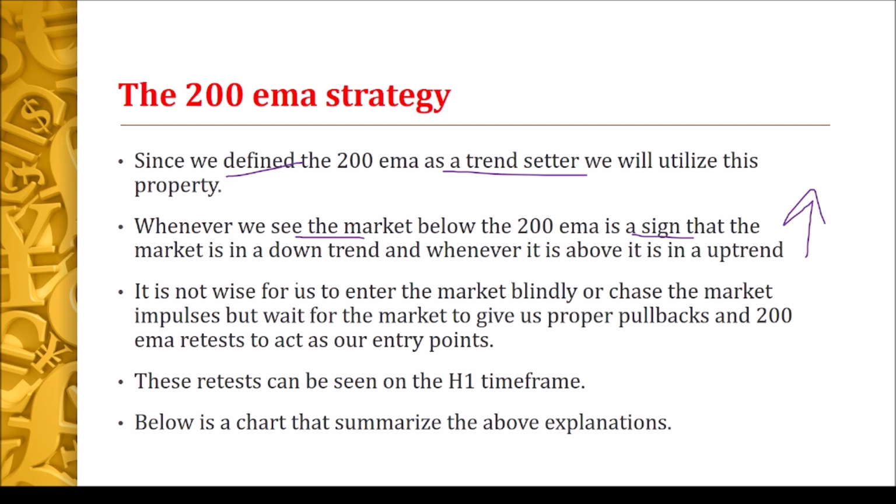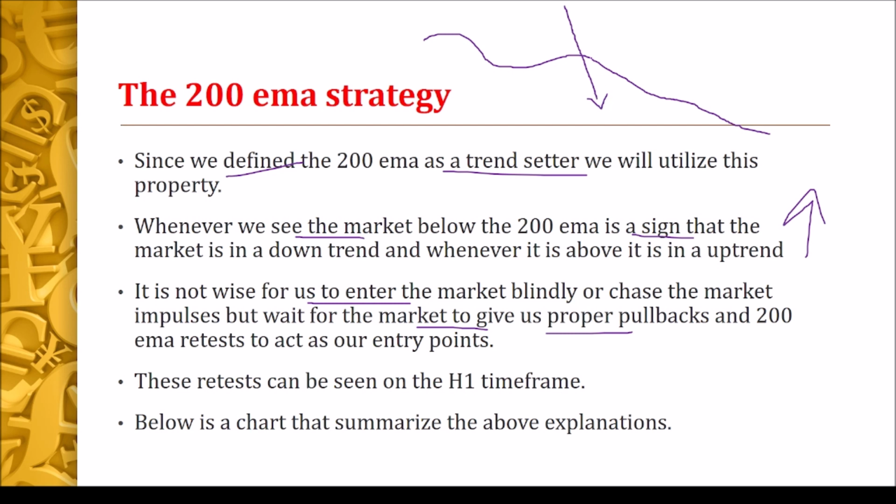So it is not wise for us to enter the market blindly or just on market impulses, but wait for the market to give us a proper pullback and the 200 EMA retest to act as our entry point. So what we mean is, let's take for instance, this is the 200 EMA. We need to see the market going down, crossing over the 200 EMA. This will become our first sign that we are now in a downward trend.